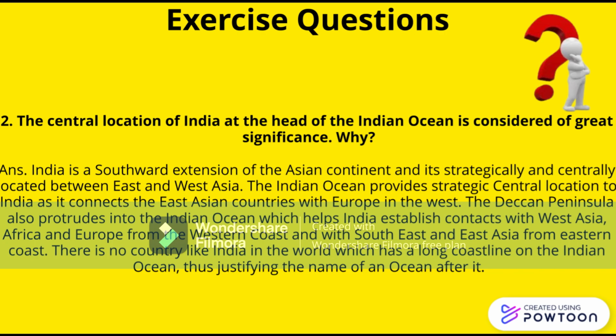The Deccan Peninsula also protrudes into the Indian Ocean, which helps India establish contacts with West Asia, Africa, Europe from the western coast, and with South Asia and East Asia from the eastern coast. There is no country like India in the world which has a long coastline on the Indian Ocean, thus justifying the name of an ocean after it.